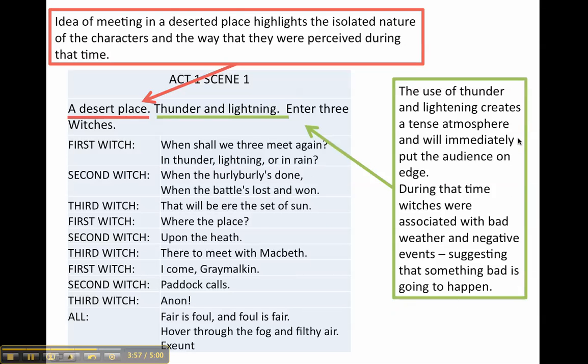Now, the thunder and lightning. The use of thunder and lightning very obviously creates a tense atmosphere and will immediately put the audience on edge. During that time, witches were associated with bad weather and negative events, suggesting that something bad's going to happen. It reflects almost the way people felt about them back then. They were evil, they were up to no good.